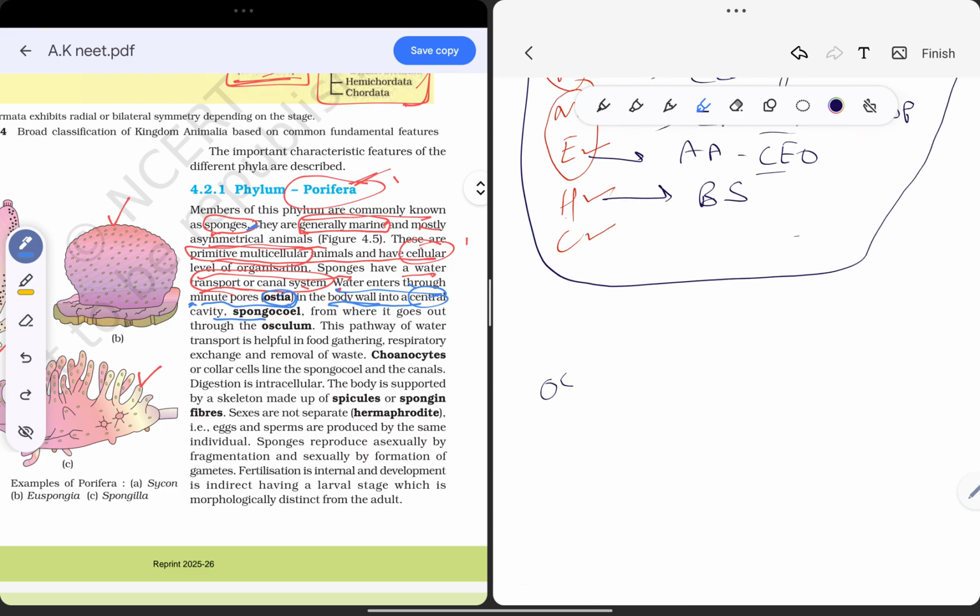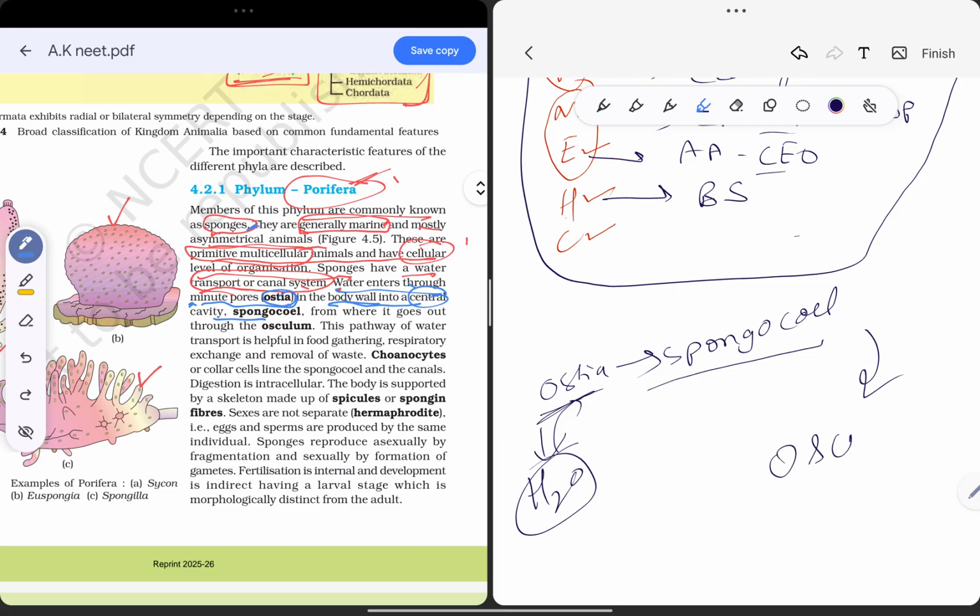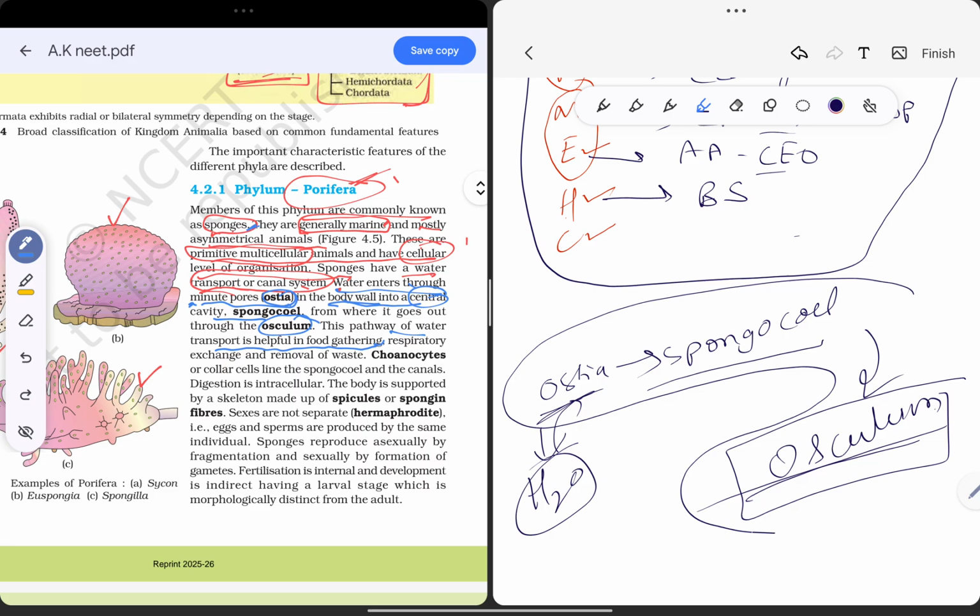What are ostia? The minute pores present on the body of sponges, through which the water enters. From the ostia, the water goes into the spongocoel, which is the body cavity, from where it goes out through the osculum. Then the water again goes out of the body through the osculum. This pathway of water transport is helpful in gathering food. So the water is transported inside and again out, and this helps in food gathering.